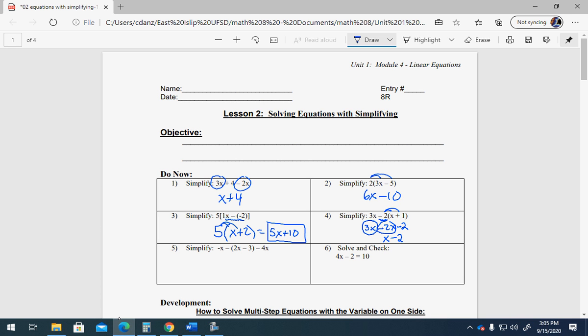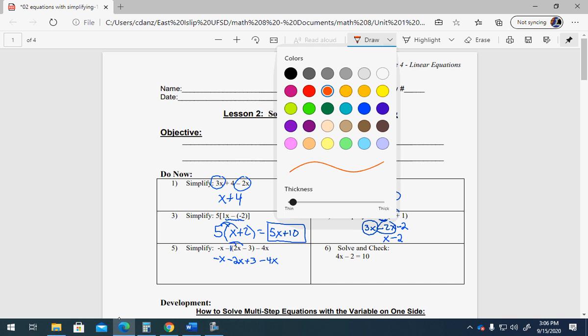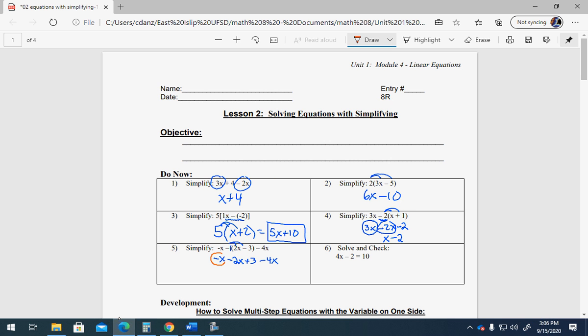Number 5, this is a -1 that's getting distributed. This negative x isn't being touched at first. And when I distribute the -1, I get -2x, and then I get a plus 3. Right? A -1 times a -3 is a positive 3. And then this minus 4x hasn't been touched yet. And then we can combine like terms. So negative x, which is really like a -1x, combines with a -2x and combines with a -4x. -1, -2, and -4 when combined is a -7x, and then I'll just write down that plus 3.